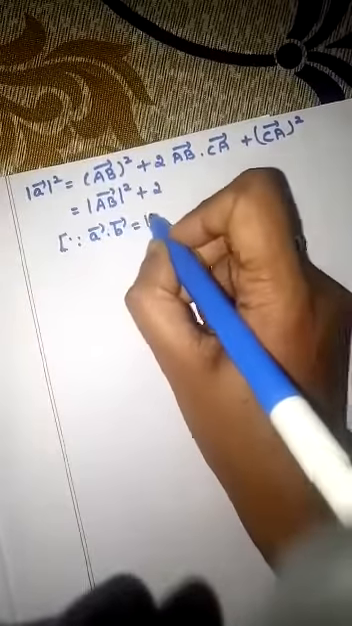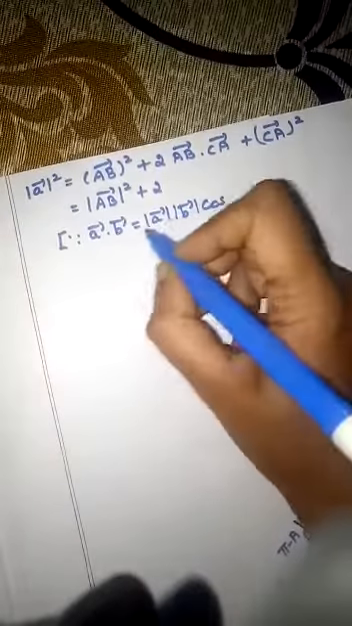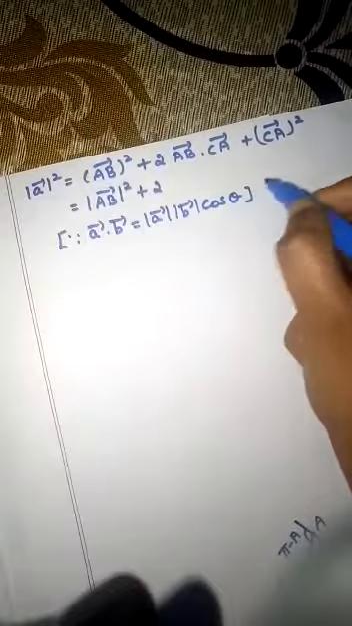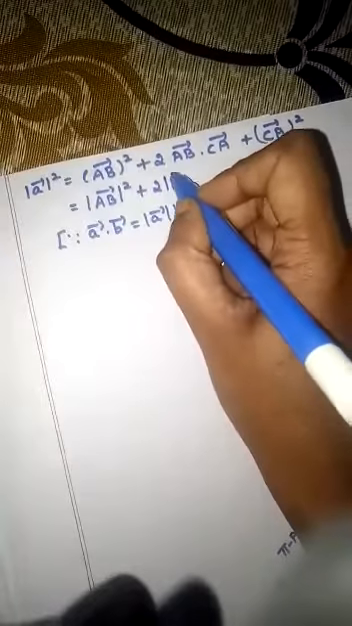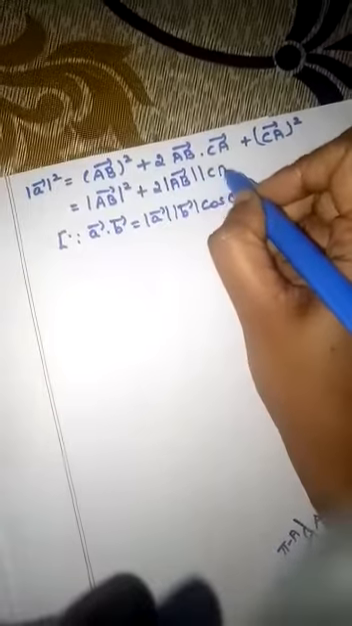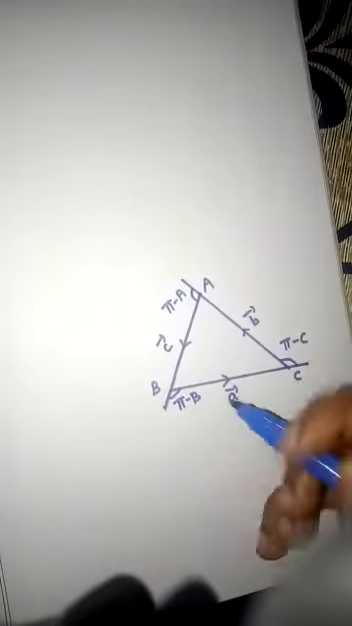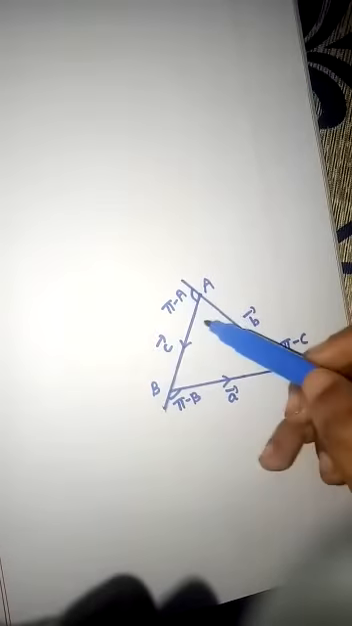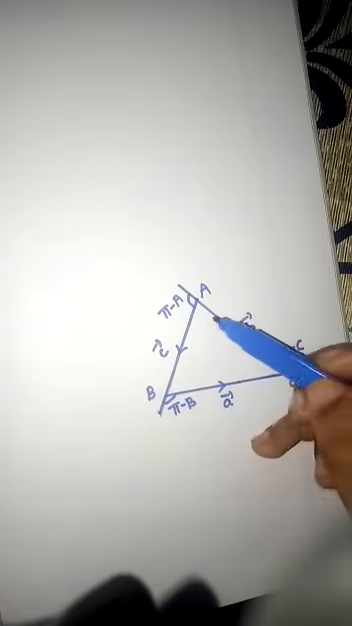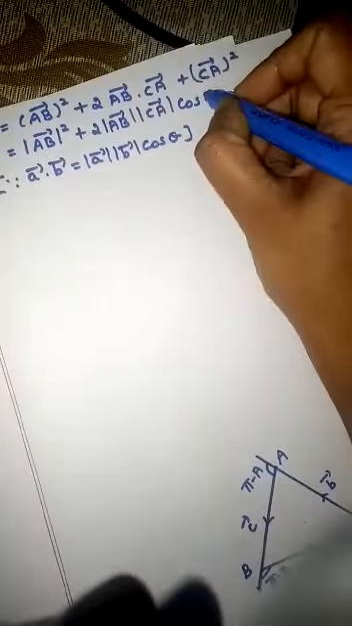It can be written as modulus of A vector, modulus of B vector, cos of the angle between A vector and B vector, that you can take as theta. So here we can write modulus of AB vector into modulus of CA vector into cos of the angle between AB vector and CA vector. The angle between this line and this line is pi minus A. So here you'll get cos of pi minus A.